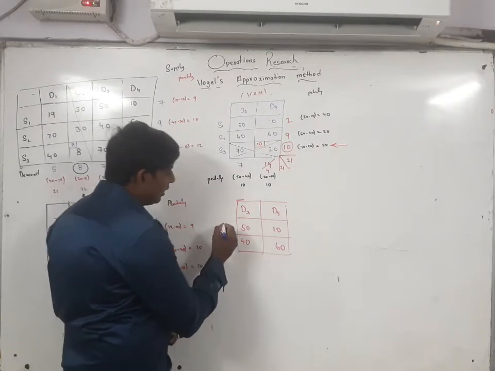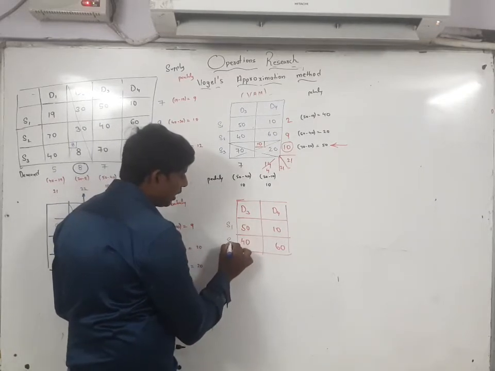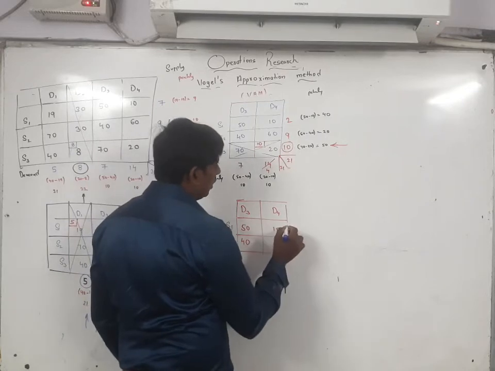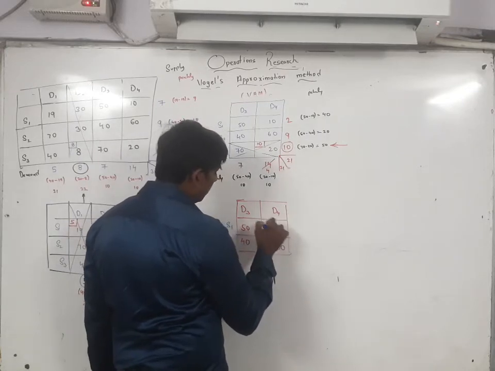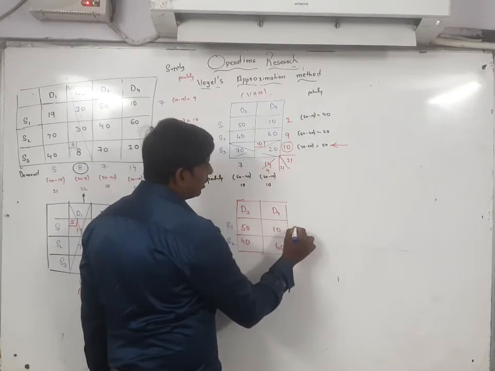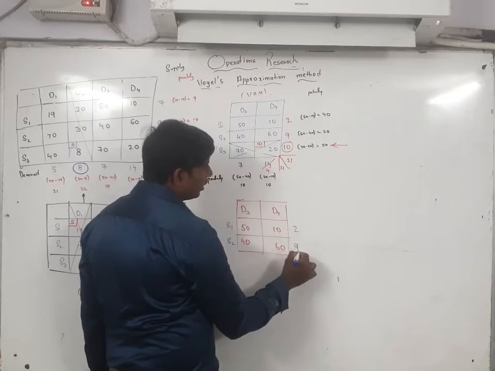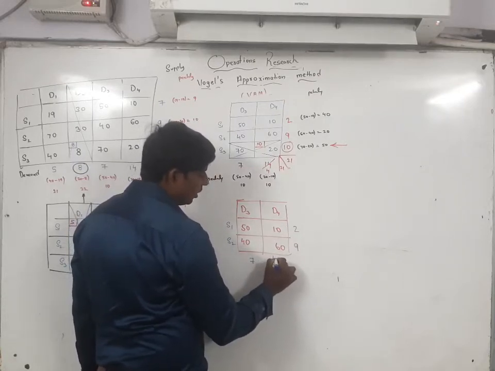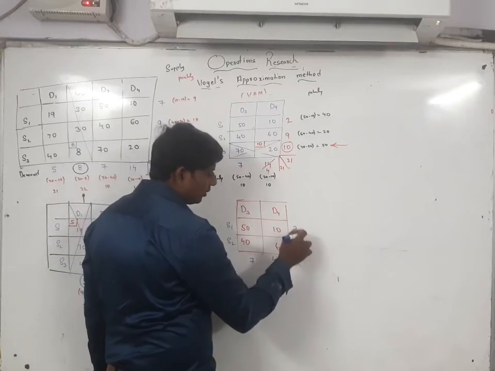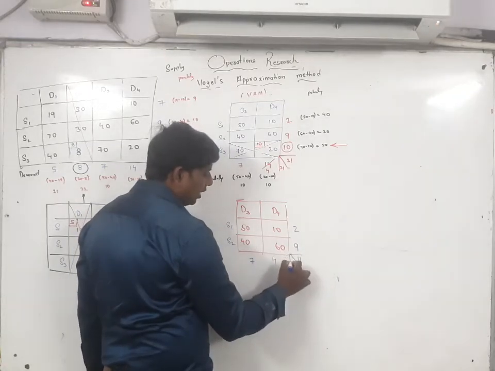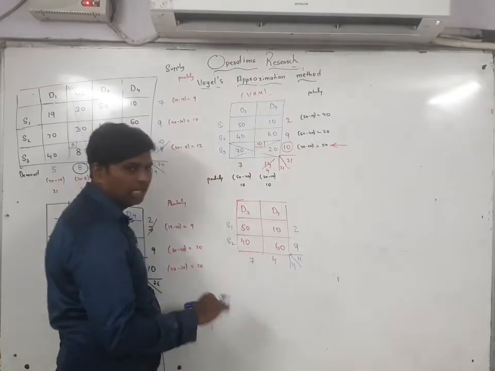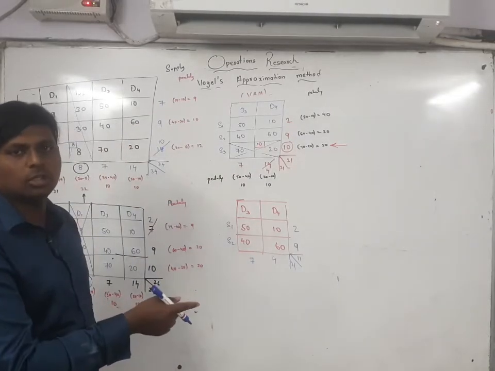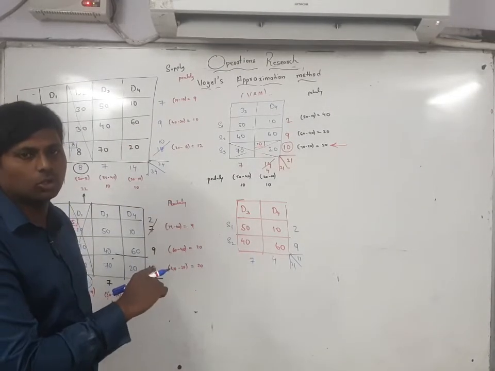So here you can write S1. Here you can write S2. And here you write the leftover terms. Here what is the term? 2. Here? 9. Here? 7. And here? 4. First you have to add this one. The sum of this one is 11 and the sum of this one is 11. So demand is equal to supply.